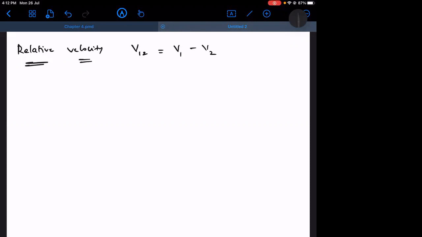V1 minus V2. There is a small correction that I need to make. Can someone correct it? Formally, everything is right, but you need to ensure you write it in vector form, because I used the word velocity, I didn't use the word speed. So relative velocity basically means V12 vector is equal to V1 vector minus V2 vector, or the velocity of second with respect to first is V2 vector minus V1 vector.